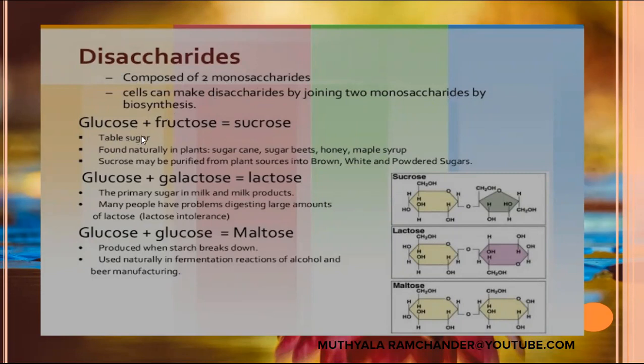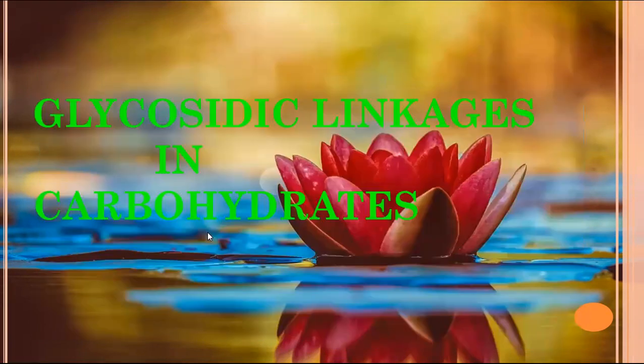Here, glucose plus fructose forms sucrose, also called table sugar. Glucose and galactose joined by a glycosidic bond form lactose. It is milk sugar, present in milk products. Glucose and glucose joined by a glycosidic bond form maltose. It is also present in starch. So sucrose is formed from glucose and fructose by a glycosidic bond. Lactose is formed by one glycosidic bond between glucose and galactose. And maltose is formed from glucose molecules by a glycosidic bond.